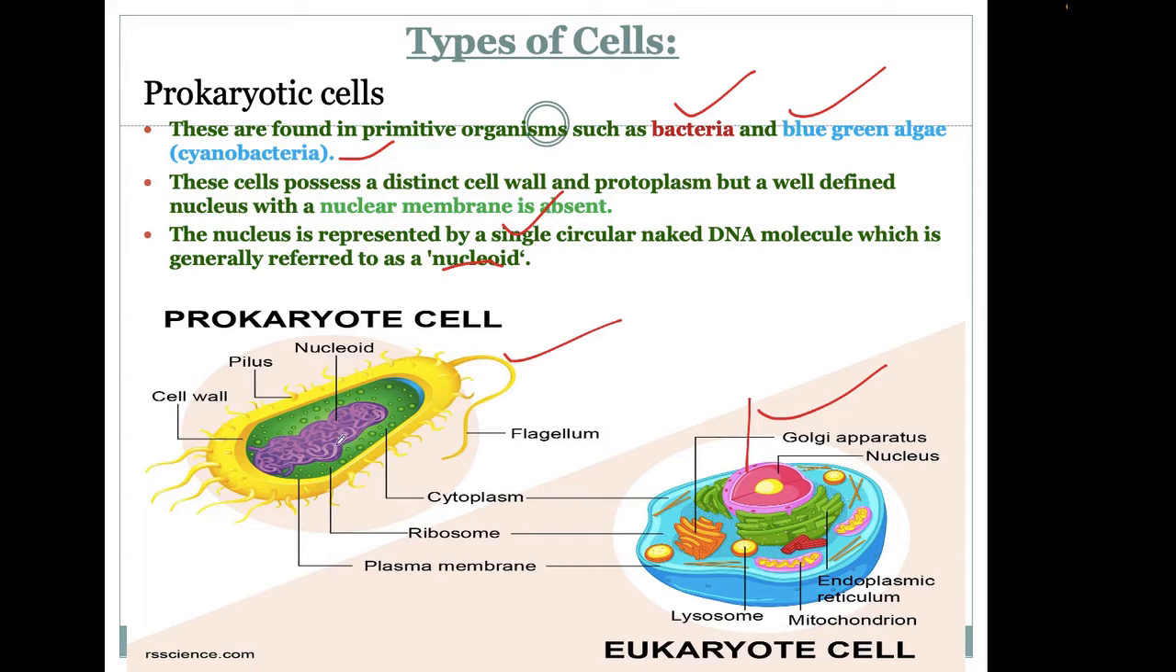You can see in the diagram, this is the bacterial cell. In this nucleoid, the nucleus is represented by a single circular DNA molecule. In this cell, the nuclear membrane is absent. This is the eukaryotic cell. This one is the prokaryotic cell.